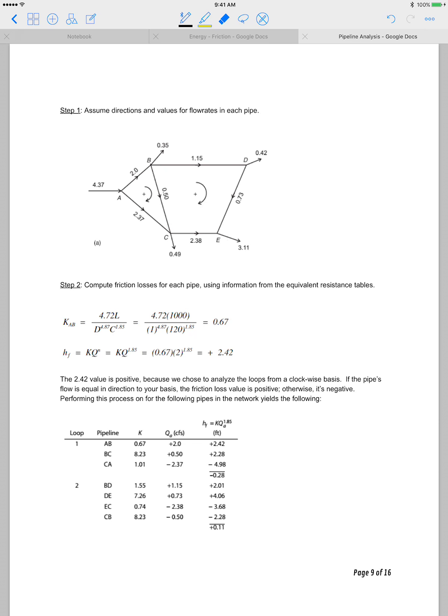So step 2, after you've done that, step 2 is compute the friction losses for each pipe using the information from the equivalent resistance tables, which we provided. So K is going to be this formula for CFS flow rates. So 4.72, take the length, we have it, take the D, we have it, take the C, we have it, and K is 0.67. If you take that 0.67, you multiply it by the flow rate, raise it to the 1.85 because it is a Hazen-Williams approach, you get a positive 2.42. Positive 2.42. It's not negative.